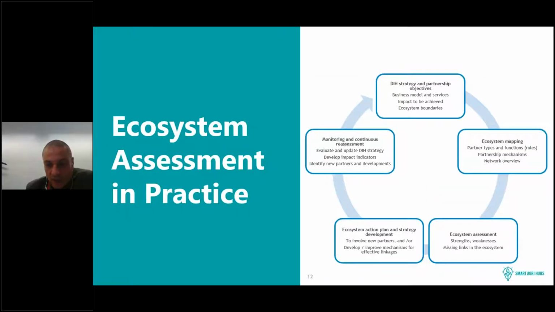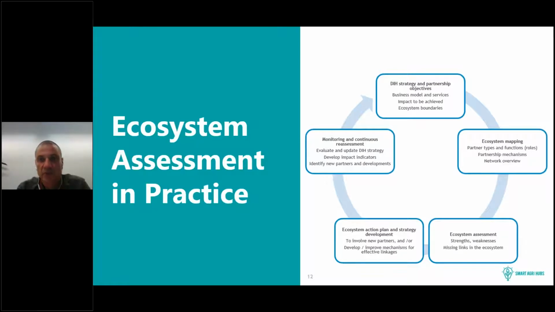All right, now block 2 is about ecosystem assessment in practice. We have created this 5-step approach, which is basically mimicking a learning cycle. And the first step would be to set up a digital innovation hub strategy and partnership objectives. Some weeks ago, my colleague Stavros gave a webinar on digital innovation hub strategy. You might want to review that. This is really what that is about.